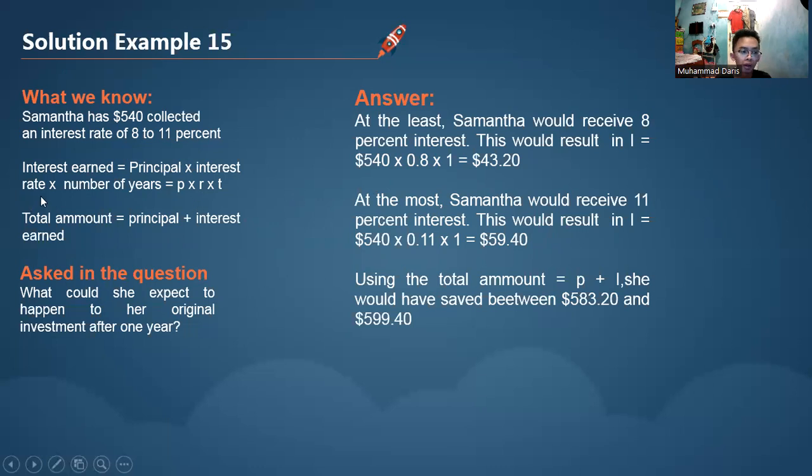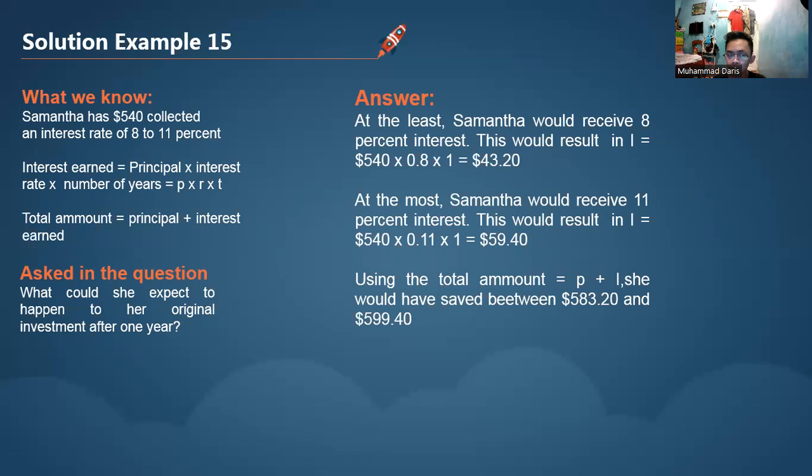The formula for interest earned is equal to principal times interest rate times number of years, or P times R times T. The total amount is principal plus interest earned. Asked in the question: what could she expect to happen to her original investment after 1 year? Answer.